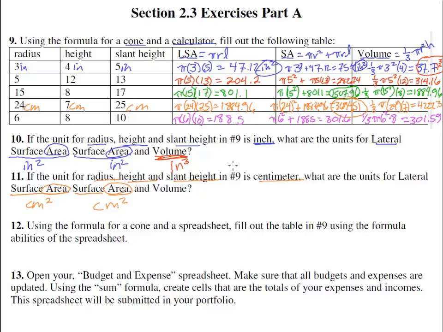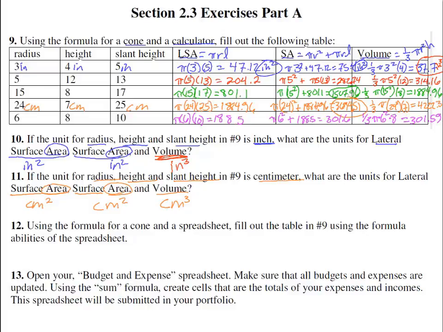And then the volume. Volume will be 3-dimensional, or centimeters cubed. And you can tell this because we have a pi r squared, so we're squaring the centimeters and then multiplying it by the height, which is also centimeters. So we have centimeters times centimeters times centimeters.